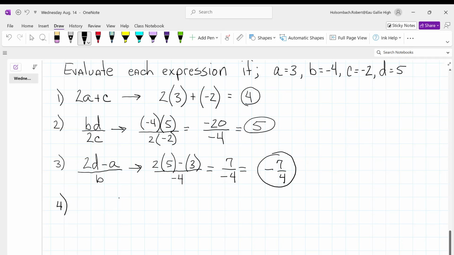Number 4, we got 3D minus C. All right, so we're going to substitute. So 3 times our D, which is 5, minus C, which is, be careful here, okay? So we got 3 times D minus, and then we're subtracting a negative 2. Now, anytime that you subtract a negative, you can keep the first value the same, but change the sign. Or you can just type it into your calculator, 3 times 5, which is 15, minus negative 2, which would be 17.